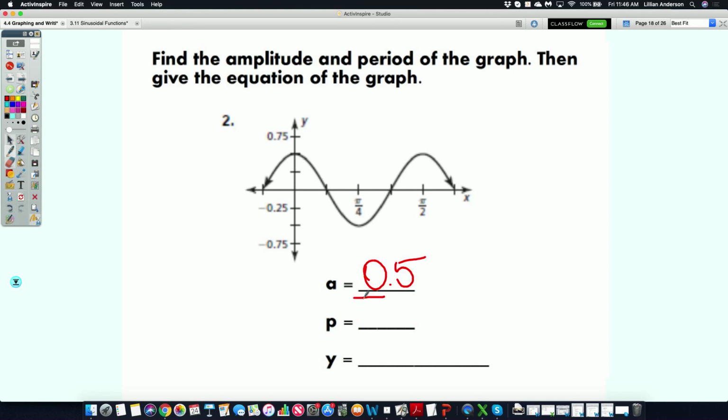Pi over 2. You can always go from maximum to maximum and figure out what that horizontal distance is. And that's your period. Sine or cosine? Do I have a phase shift? No, because remember, on a normal graph of cosine, the maximum occurs at your y-axis, and the maximum does occur here, so we have no phase shift. Do I have a vertical shift?